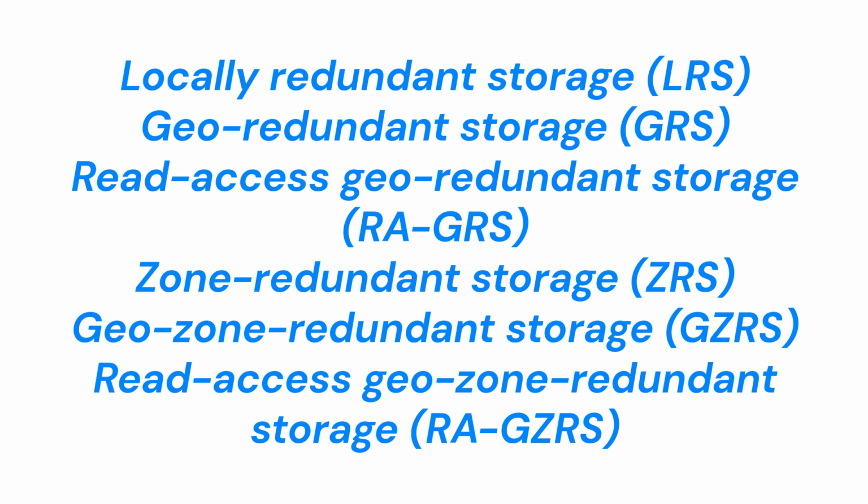When you create your storage account, you'll start by picking the storage account type. The type of account determines the storage services and redundancy options and has an impact on the use cases. Below is a list of redundancy options that will be covered later in this module. Locally redundant storage, LRS, geo-redundant storage, GRS, read access geo-redundant storage, RA-GRS, zone redundant storage, ZRS, geozone redundant storage, GZRS, read access geozone redundant storage, RA-GZRS.